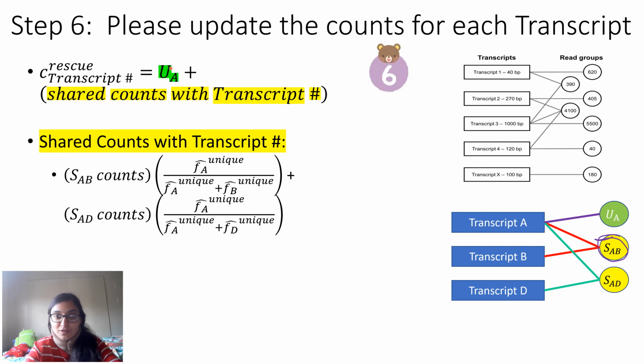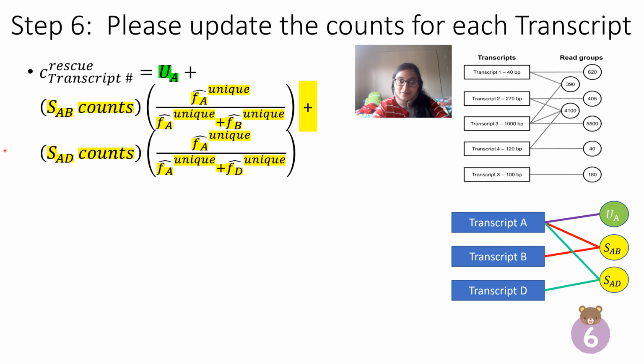So we know this UA here for sure belongs to transcript A. We're just trying to determine what part A gets from SAB, when it shares with B, and what part it gets of SAD, what it shares with transcript D. So we want to look at how B is using its unique read groups, and how D is using its unique read groups, and scale SAB by these relative unique abundance values.